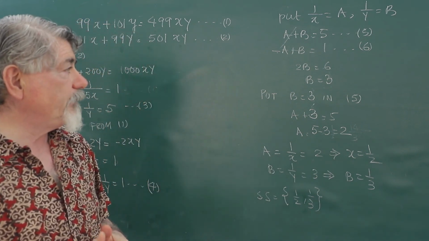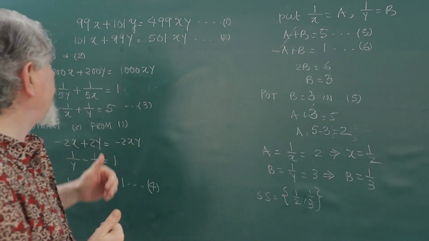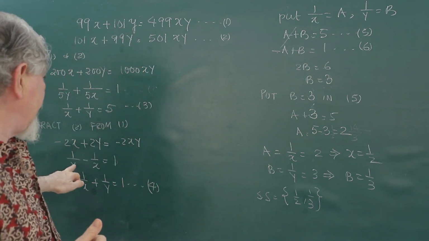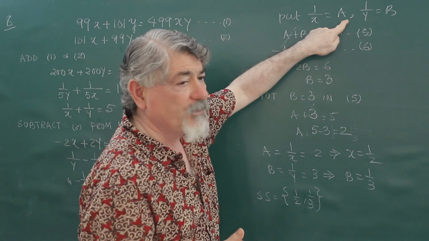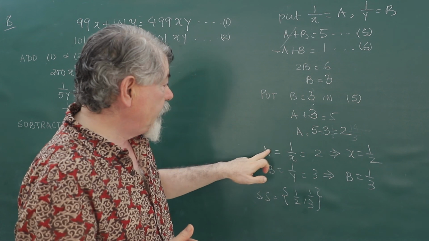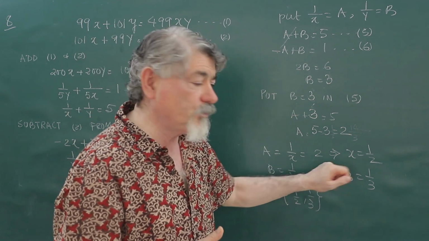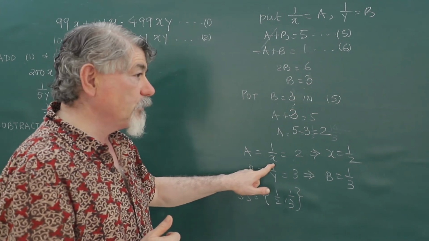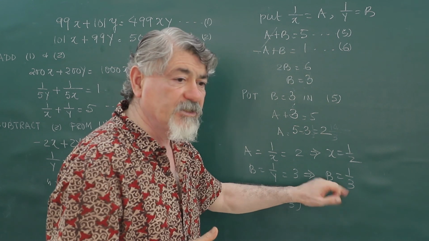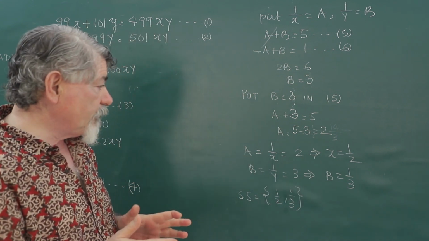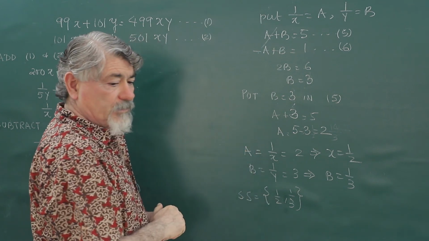Once we have got the value of a and b, we had assumed 1 upon x as a. We had said 1 upon x is equal to a. So a is equal to 1 upon x is equal to 2, or x will be 1 upon 2. We had assumed b is equal to 1 upon y, which is equal to 3. That will imply y is equal to 1 upon 3. So I've got the solution set as 1 upon 2, 1 upon 3.